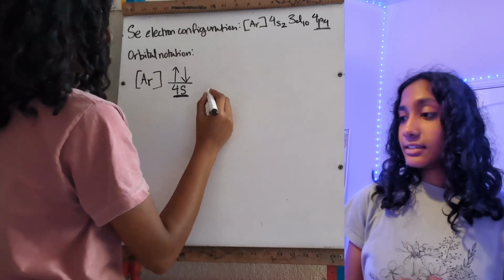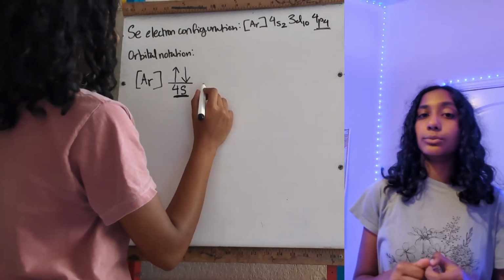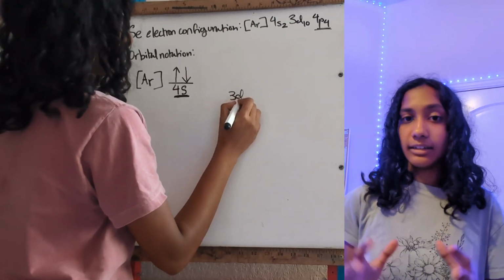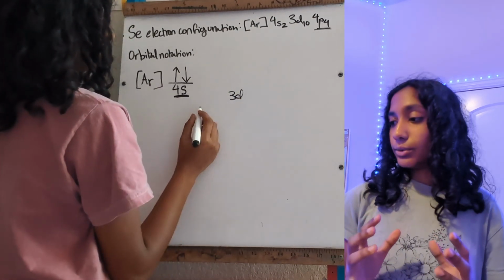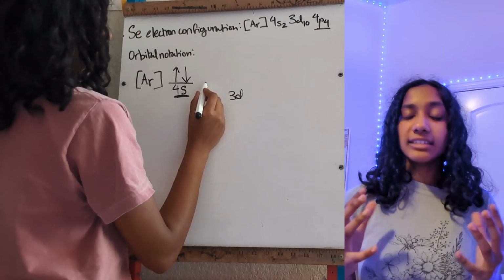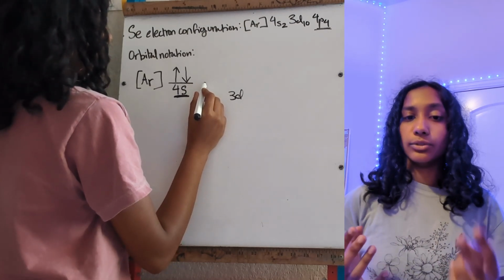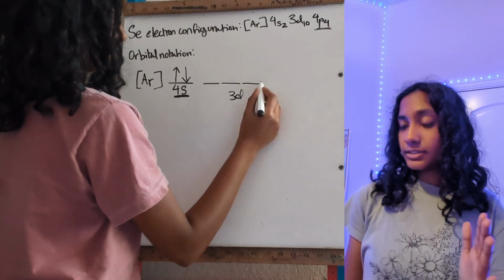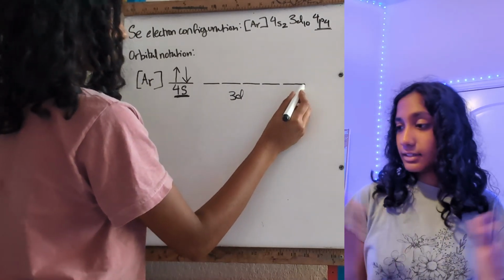After 4s, selenium puts its orbitals in the 3d subshell, so we write out 3d. The 3d subshell holds 10 electrons, and since each orbital in a subshell holds 2 electrons, the d subshell has 5 orbitals. 5 times 2 is 10.